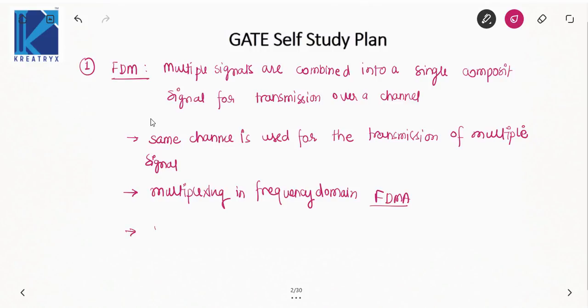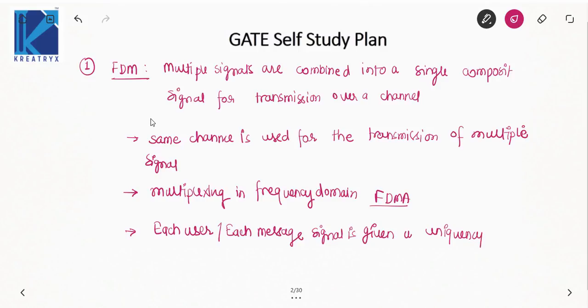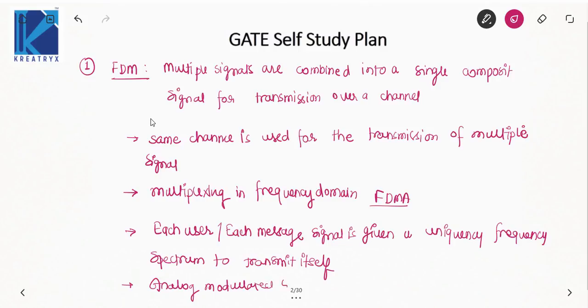In frequency division multiplexing, each user, or I can say each message signal, is given a unique frequency spectrum to transmit itself. And frequency division multiplexing is generally done for analog modulated signals. So these are the few basic things about frequency division multiplexing.